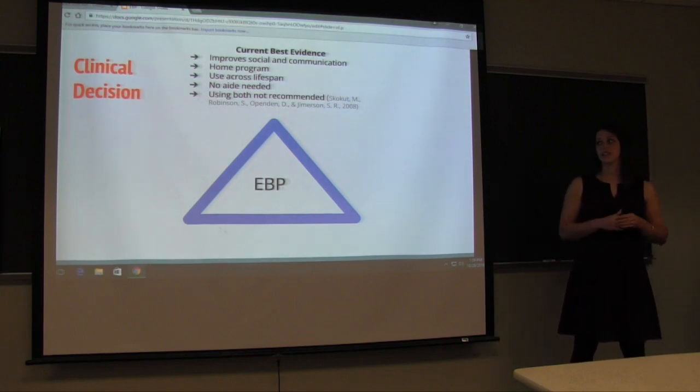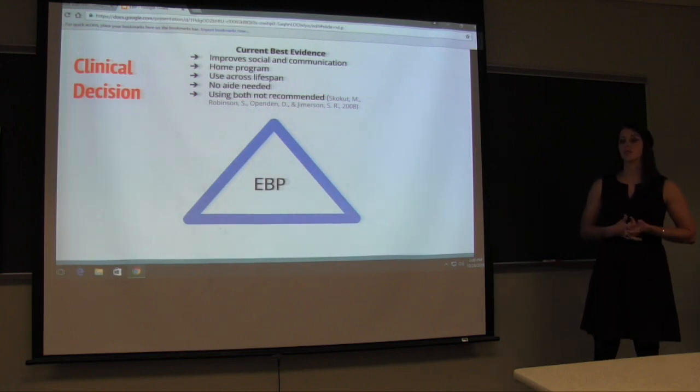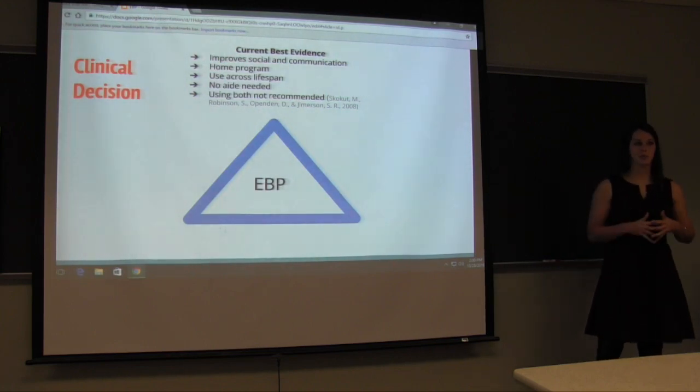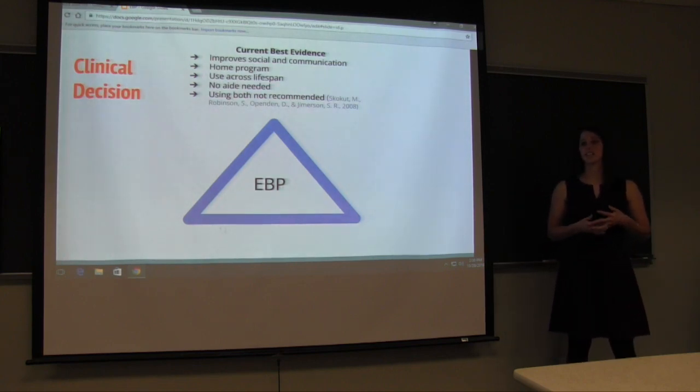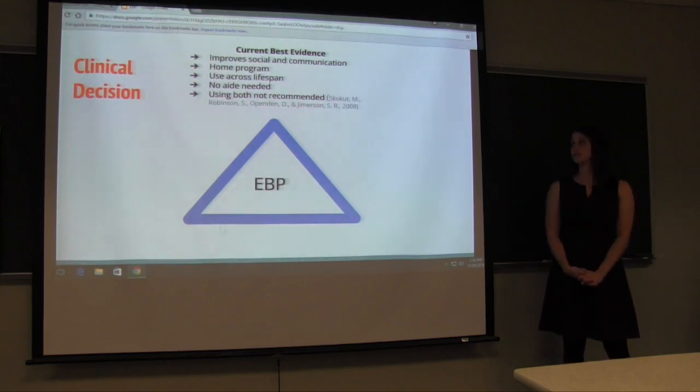Finally, the research has shown us that using both TEACCH and Lovaas was not recommended because they're so different theoretically. One is developmental, one is behavioral. Combining the two into a hybrid approach was not going to be effective for improving communication and social skills. So we know we have to pick at least one of these treatment methods.